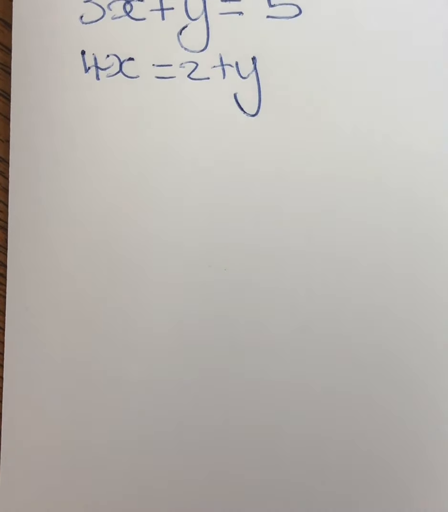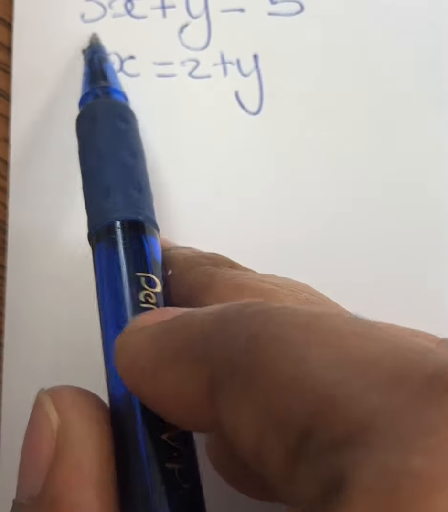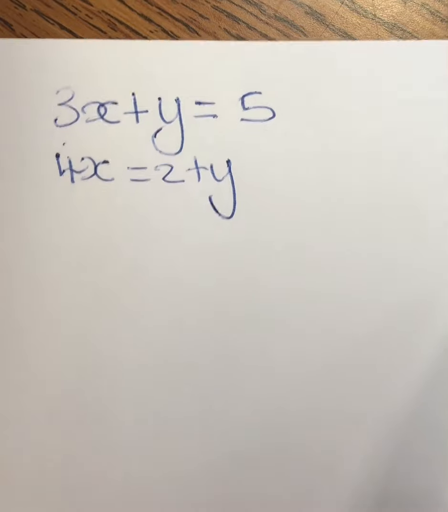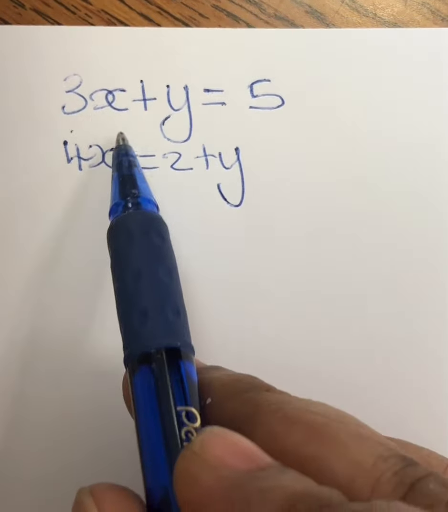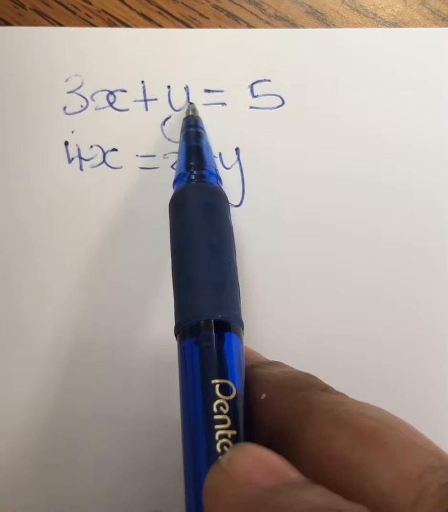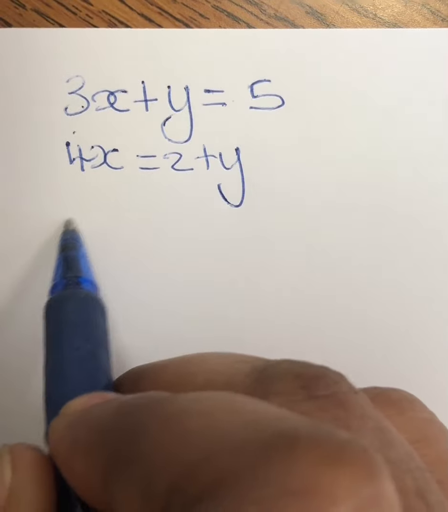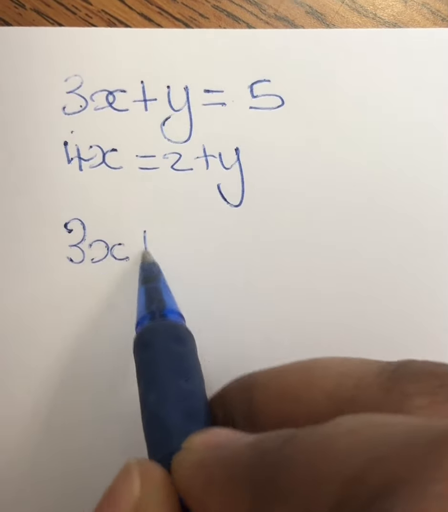3x plus y equals 5. 4x is equal to 2 plus y. We rearrange so that our variables can be on the left hand side and our constant term on the right hand side. So for my equation 1, I am going to keep it as it is. I am going to keep 3x plus y is equal to 5. So this will be my equation 1.